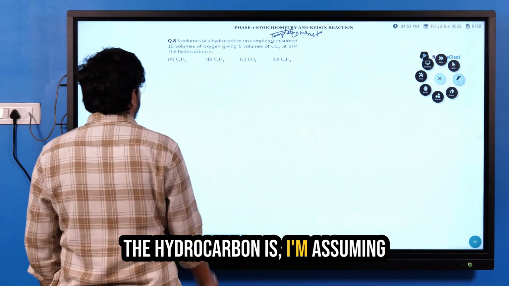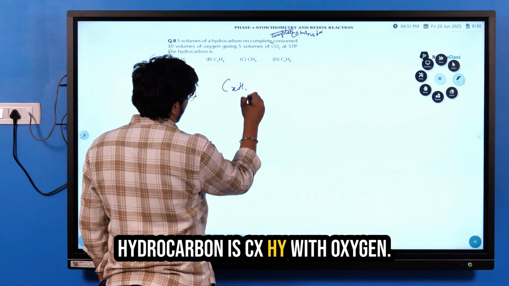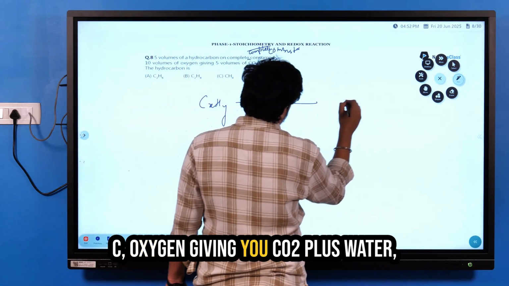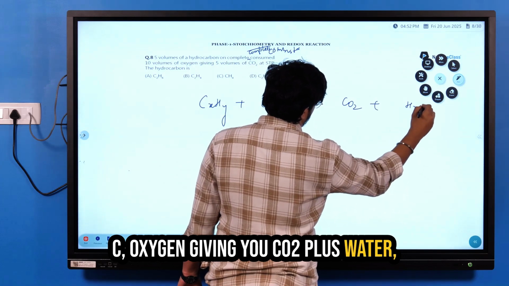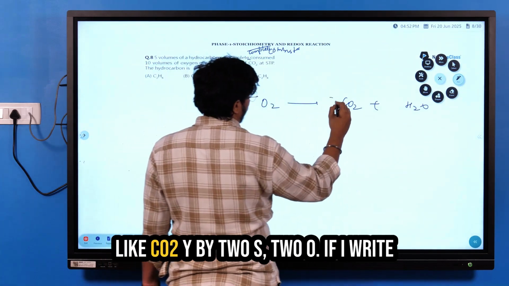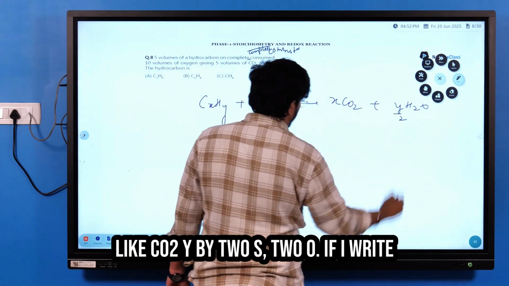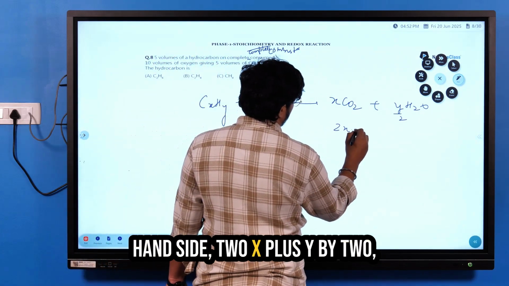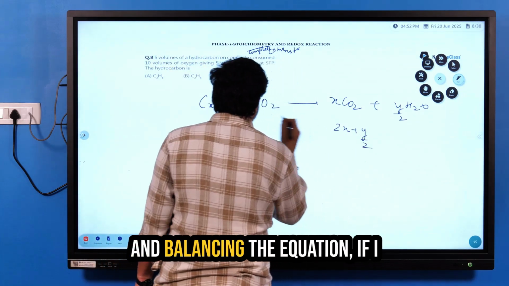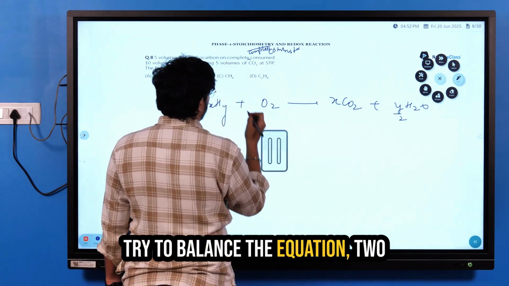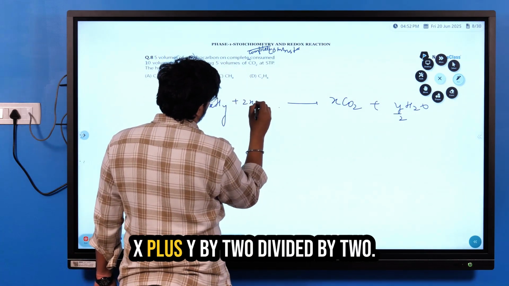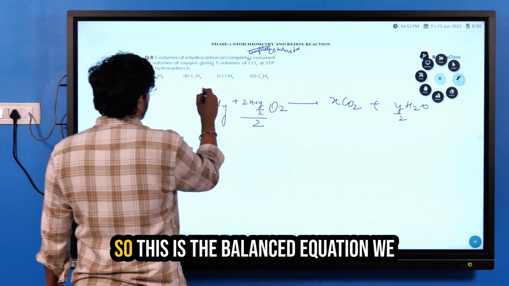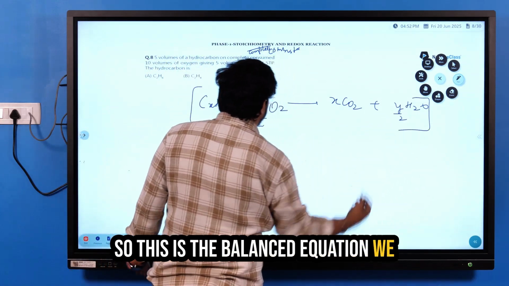I am assuming the hydrocarbon is CxHy, reacting with oxygen, giving you CO2 plus water. Try to balance the equation: xCO2 plus y by 2 H2O. If I write the number of oxygens on the right-hand side, 2x plus y by 2, and balance the equation, it is (2x plus y by 2) divided by 2 O2. So this is the balanced equation we can write.